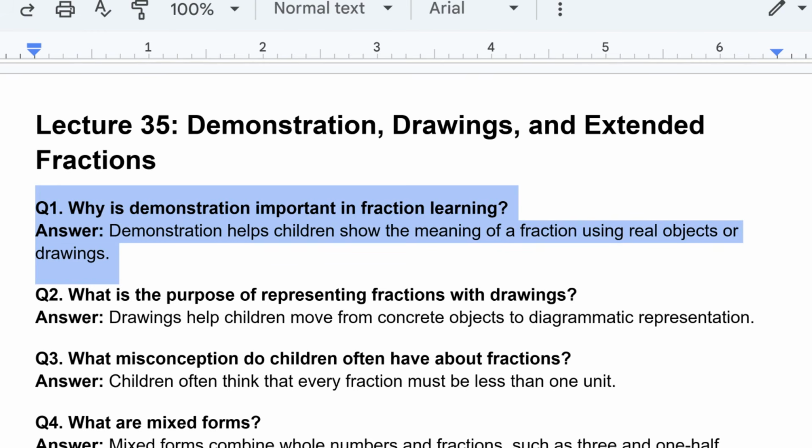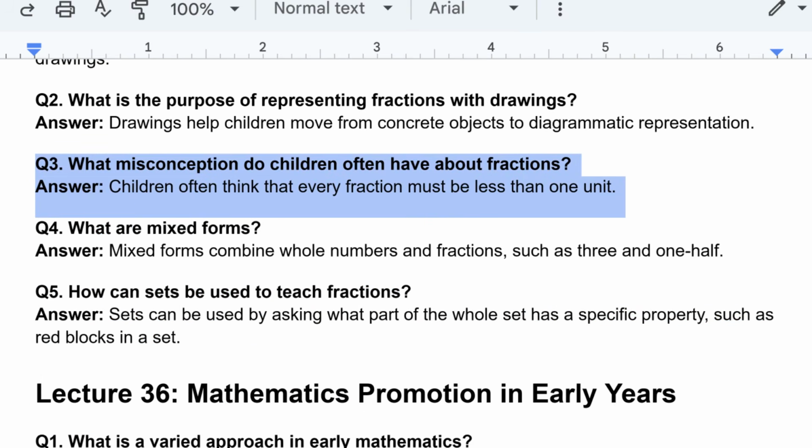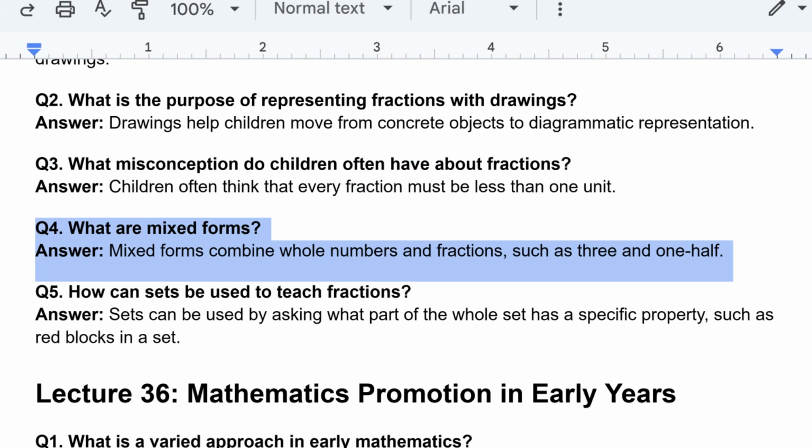Why is demonstration important in fraction learning? Demonstration helps children show the meaning of a fraction using real objects or drawings. What is the purpose of representing fractions with drawings? Drawings help children move from concrete objects to diagrammatic representation. What misconception do children often have about fractions? Children often think that every fraction must be less than one unit. What are mixed forms? Mixed forms combine whole numbers and fractions such as 3 and 1/2.